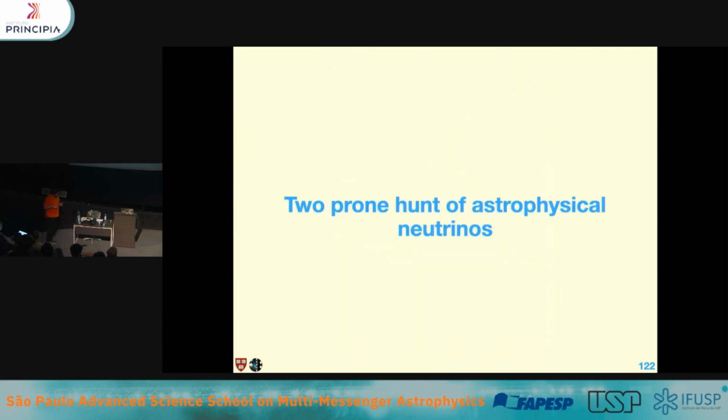So this is a two-pronged assault on this situation. How are we going to find astrophysical neutrinos? Because we have to find essentially one in every 100 million muons that will be an astrophysical neutrino event. So there are two ways you can do this.